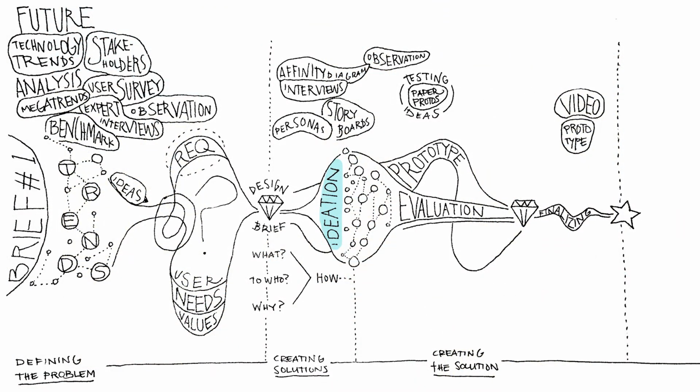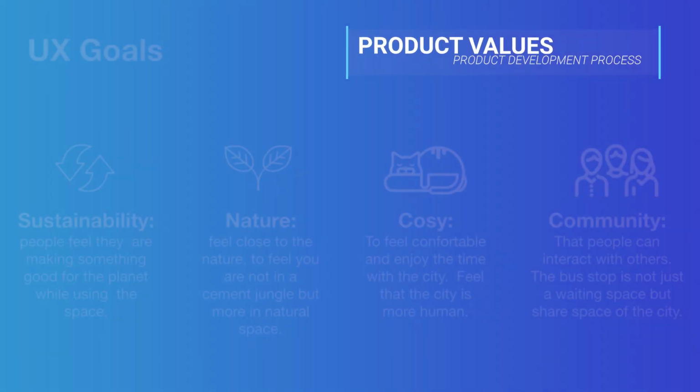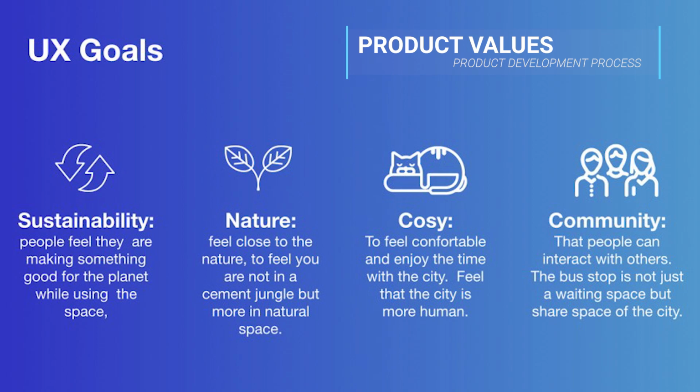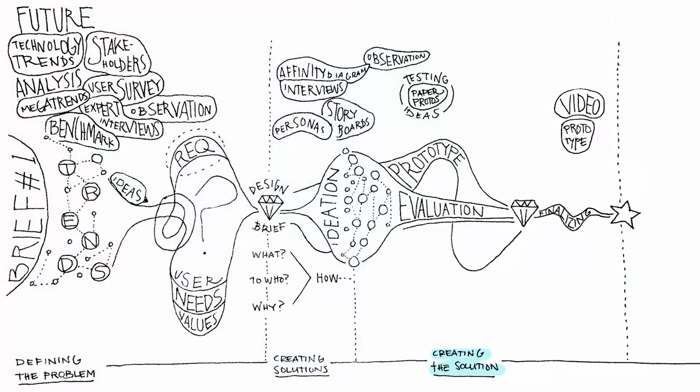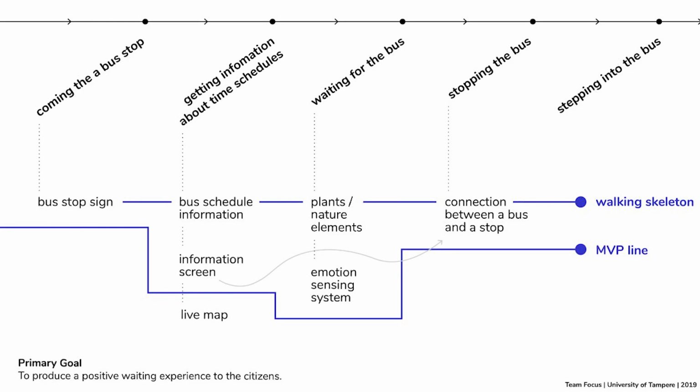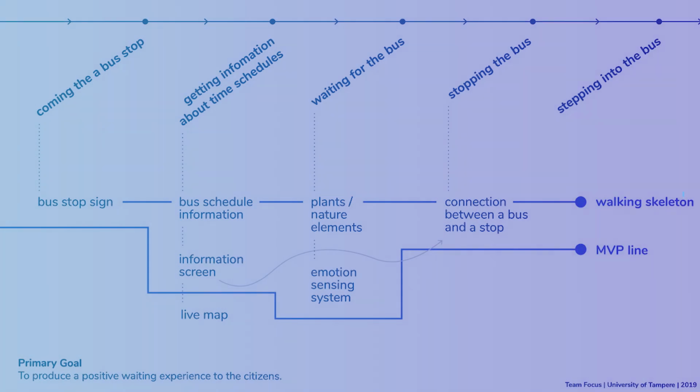We then started the ideation based on this winning concept. We followed the idea that a good design is based on goals, so we kept our UX goals always in mind. Our UX goals are sustainability, nature, coziness, and community. When the concept was more developed, we created an MVP and a storyboard to start testing it.